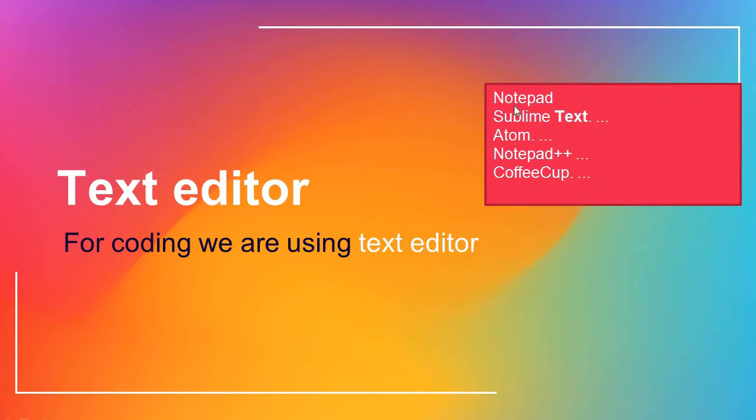See here, some examples: Notepad, Sublime Text, Atom, Notepad++, CoffeeCup. These are some text editors. In a text editor you can do coding. If you want to create your website, it needs some coding. You can write the code here and select any one. Notepad comes by default from Microsoft. I like Sublime Text and always do coding in Sublime Text, but Notepad is very simple, so I am using Notepad here.